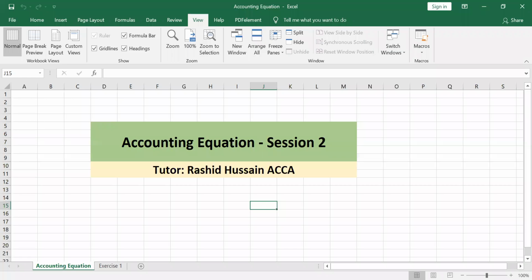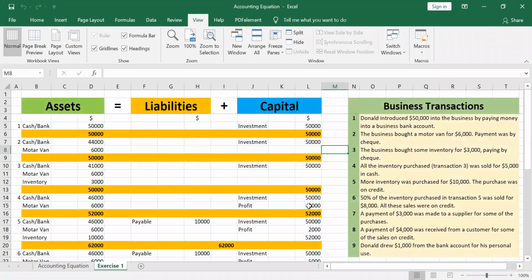All right, dear student, this is the second session of the accounting equation. In the earlier session, we did the accounting equation, we discussed it, and we discussed numerous examples step by step in order to gain the understanding of this topic. Now we'll be doing a full exercise, and that full exercise will make sure that you are learning more things into it. We'll be dealing with the business transactions, and then we'll be putting those transactions into the accounting equation.